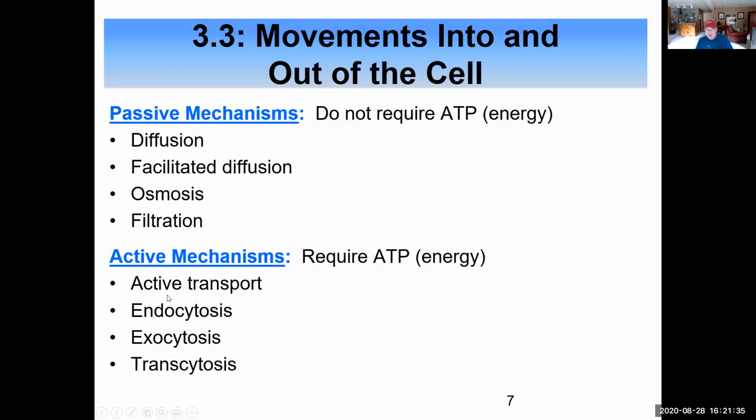Compare these four to the next four, which we say are active mechanisms, and as the name implies, passive, no energy needed. Active, yes, it does require energy. The cell needs to expend its ATP in order for these processes to occur. So if you get confused as we go through these mechanisms, you can always come back to this slide and get the broad overview again, that half of them will be free to the cell, doesn't cost the cell any energy, while the others do require some ATP.